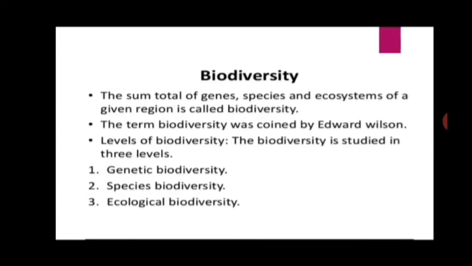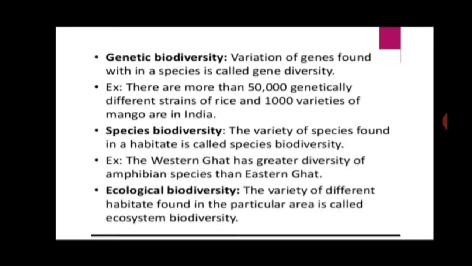Chapter 15, Biodiversity. Biodiversity is the sum total of all the genes, species and ecosystems of a given region. The term biodiversity was coined by Sir Edward Wilson. There are three levels of biodiversity as you can see: genetic biodiversity, species biodiversity and ecological biodiversity. The biodiversity at genetic level is known as genetic biodiversity. The different species that are available are known as species biodiversity. Different ecosystems together form the ecological biodiversity.